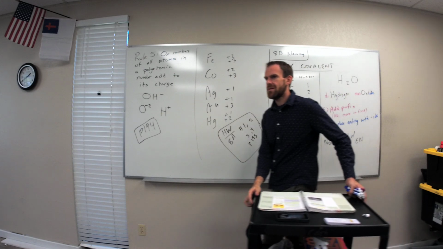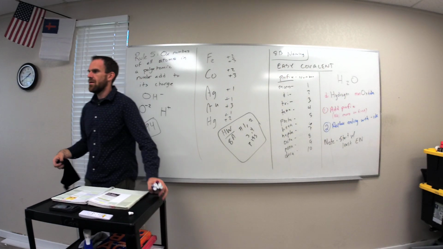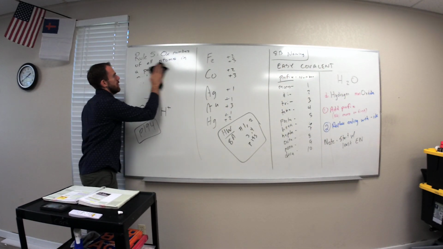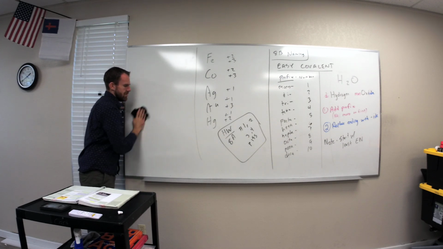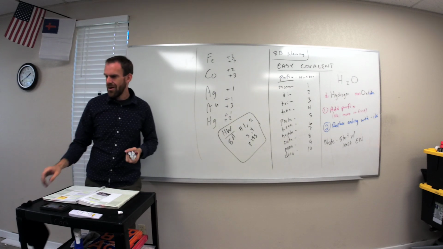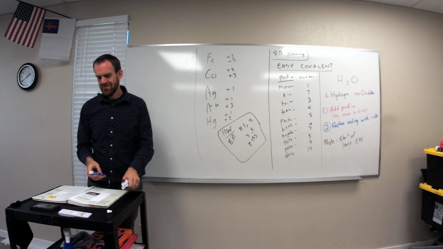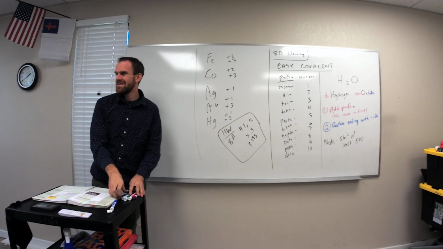Question. Mr. McKibben say hydrogen dioxide. There's only one O. Then he said it wrong. That's fine. He's a historian.